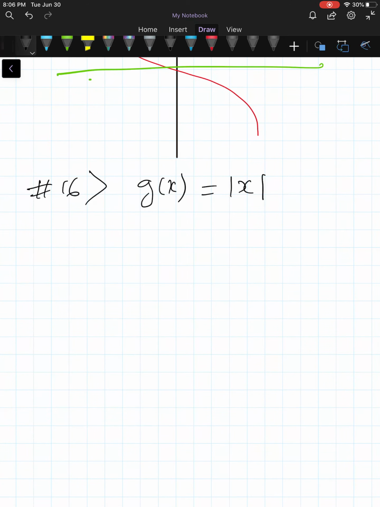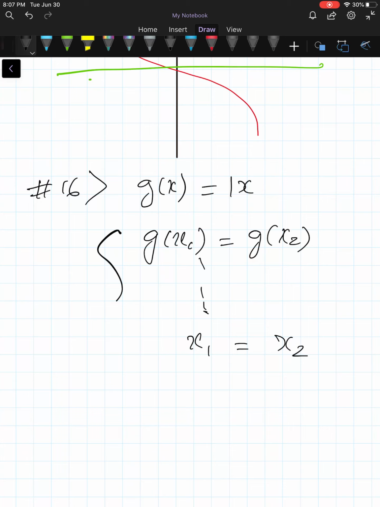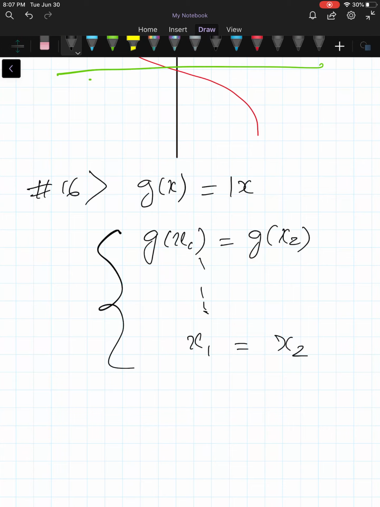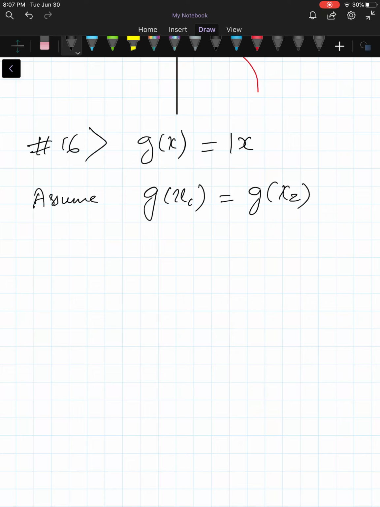So what does the definition say? I will use the equivalent part, that is the equals part. You have to establish that if two functional values, that is g of x1 is equal to g of x2, then you have to prove that x1 is equal to x2. So this is how you use the definition. Let us do that. We assume g of x1 is equal to g of x2.